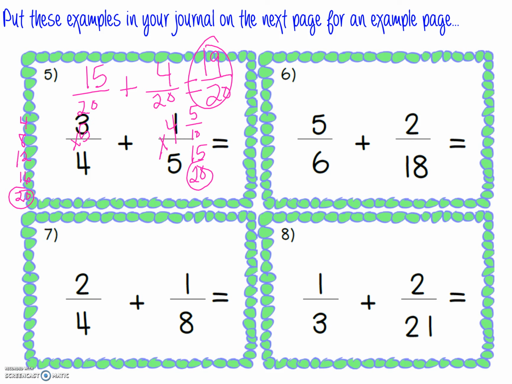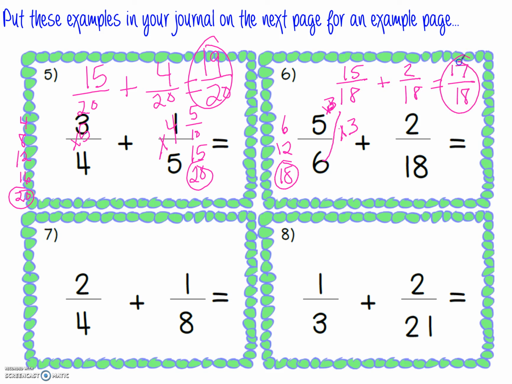Okay, let's do another one. So we have 5/6 plus 2/18ths. Our common denominator, if we make our list, is going to be 18. Okay, so this one's already like I want it. So let's get the other one into 18ths. How do we get from 6 to 18? We multiply by 3. So 5 times 3 is 15. So 15 plus 2 is 17. And then carry over our denominator. So 17 18ths.